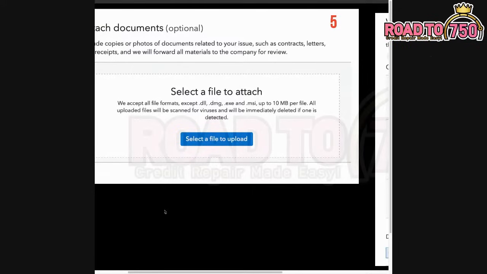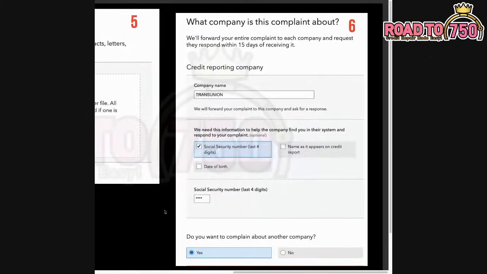Just take a quick picture or scan it, whatever you have to do, so that you can save the responses or save this information. And then step 6, this is another important part. It says, what company is this complaint about? I use TransUnion for this example, and it'll ask you, we need this information to help the company find you.